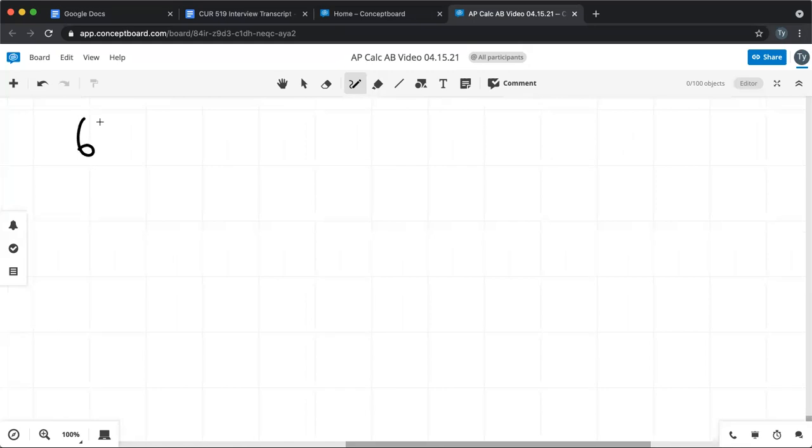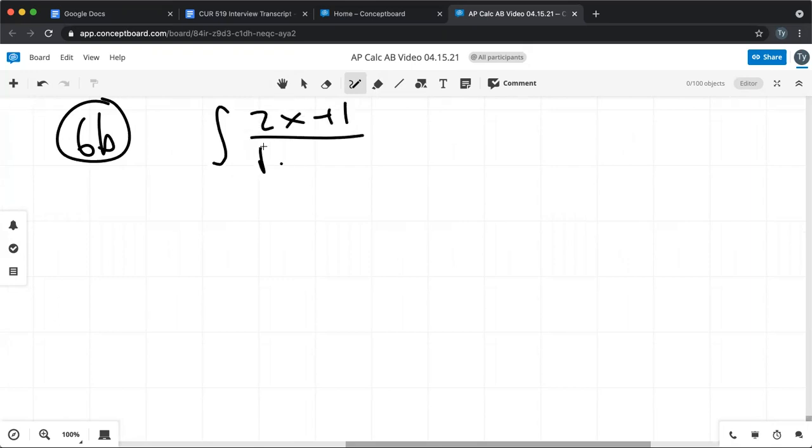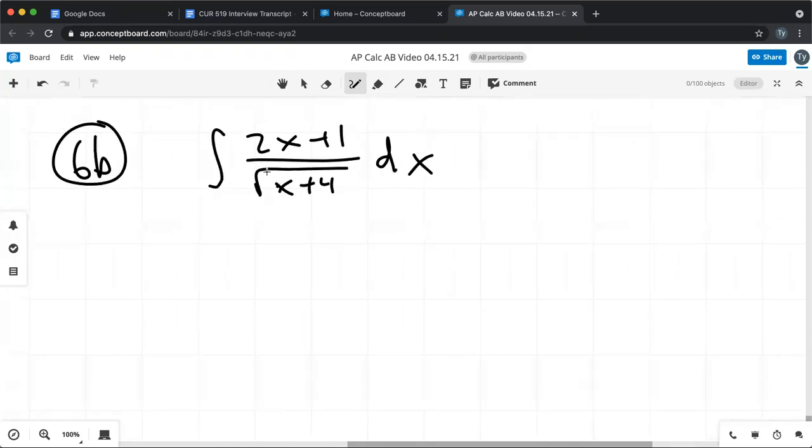All right, last one, 6b. We have the integral, no surprise there, of 2x plus 1 divided by square root of x plus 4 dx. All right, again, I don't see any immediate antiderivatives, right? I feel like we're going to use U-substitution. I'm not quite sure, but I do see one term that's more complicated than the other, right? Square root term, a little more complicated than just something without a square root.